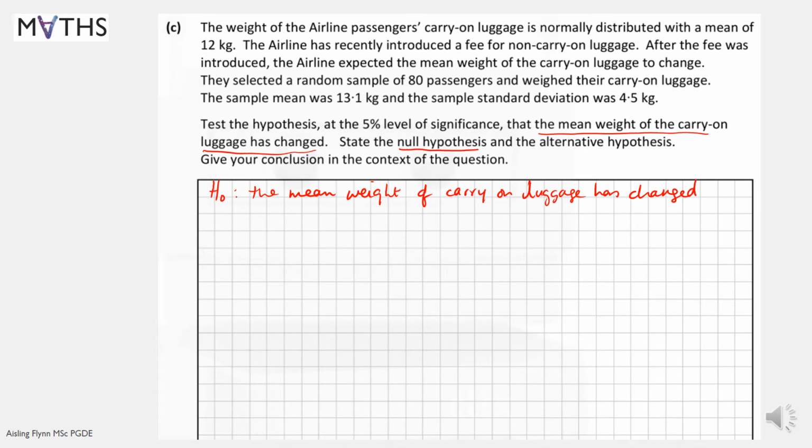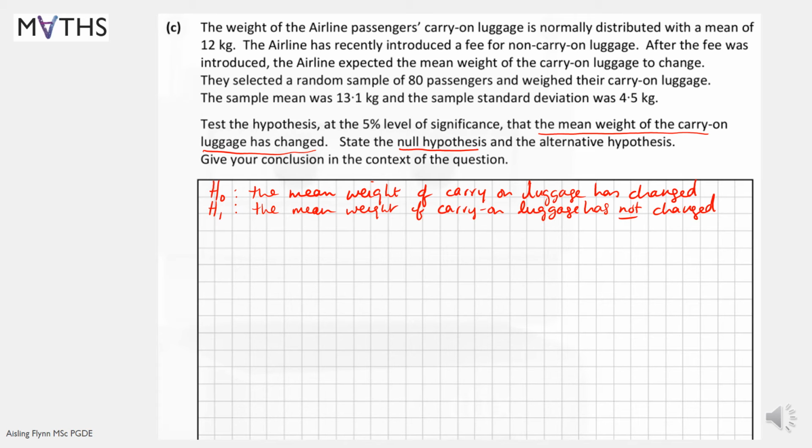Okay, H1, the alternative hypothesis, is the negative of that: the mean weight of carry-on luggage has not changed. Okay, so we have to go through the process now for this one.